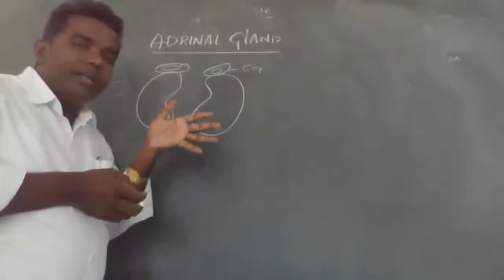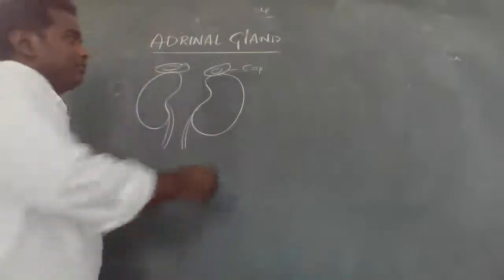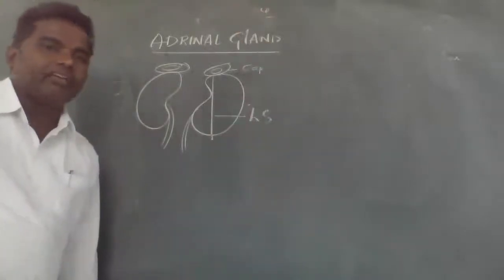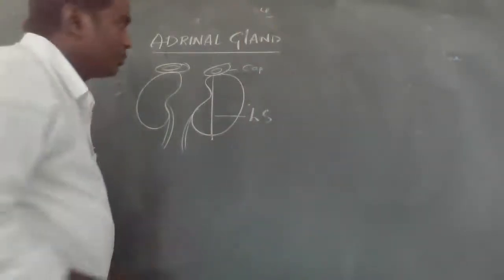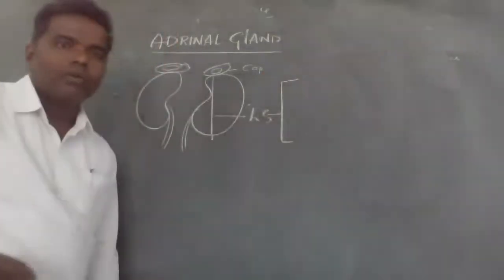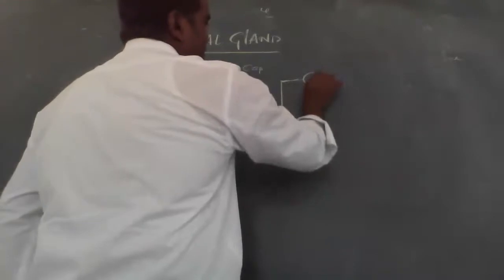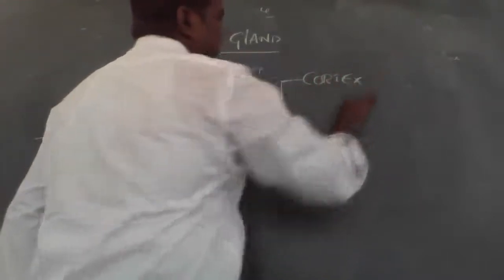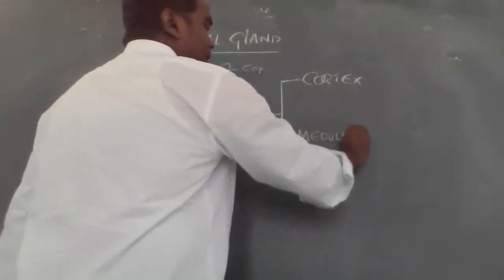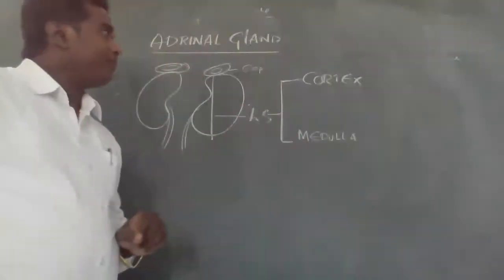Mainly, we dissect this adrenal gland with a longitudinal section, LS of the adrenal gland. How many parts does it have? Two parts are there. What are those? One is cortex, second one is medulla.